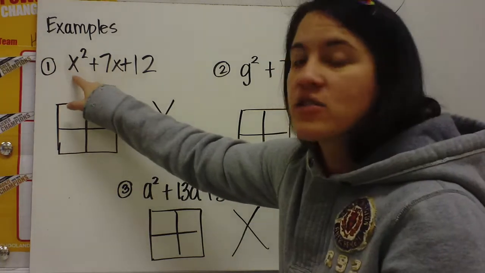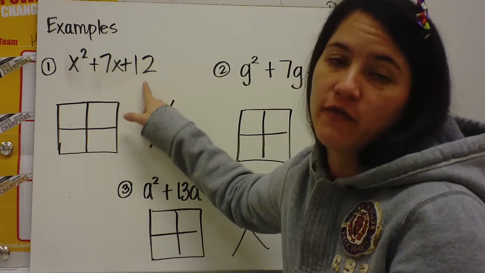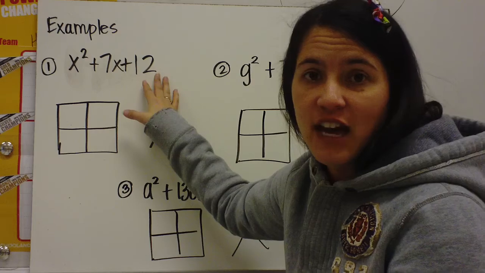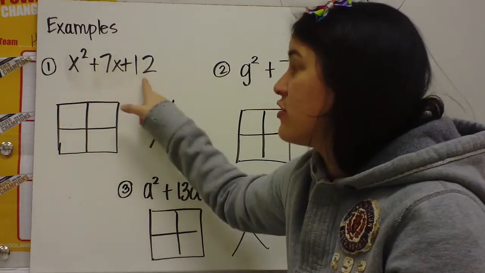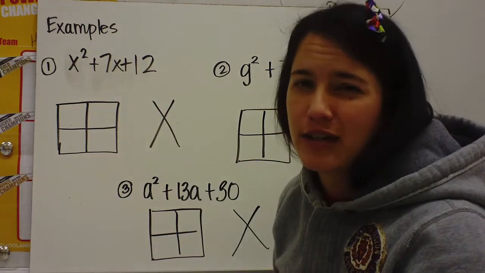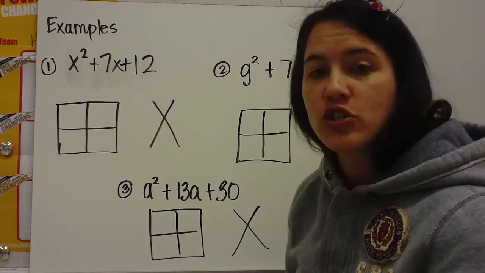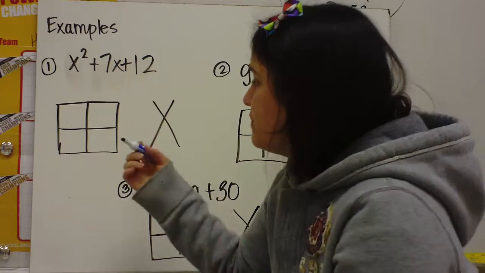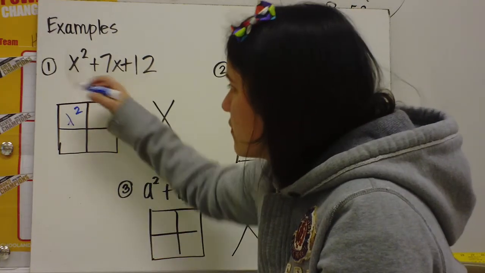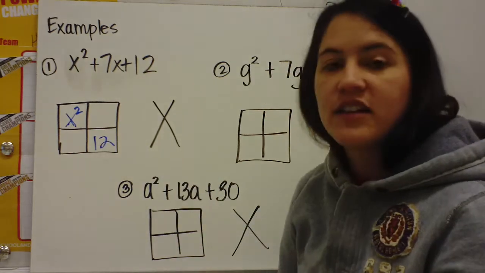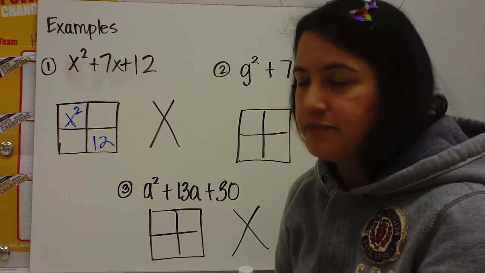Example 1, x squared plus 7x plus 12. First we look for a greatest common factor. They don't all have an x, and a 1, a 7, and a 12 are your coefficients, so we don't have a greatest common factor. We have to use the box method. That means we put our first term, x squared, right here, and our last term right here. Leave the other two boxes blank just for a second.